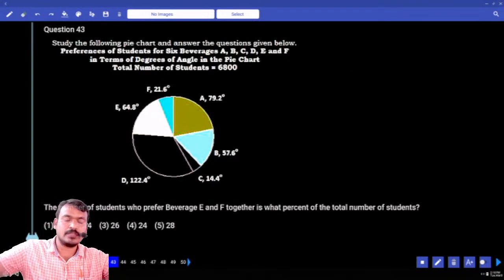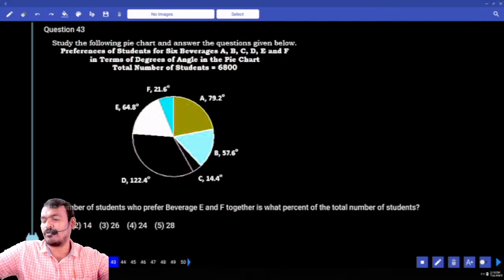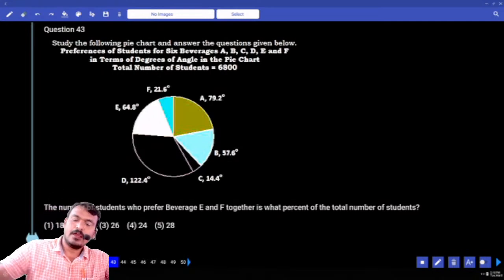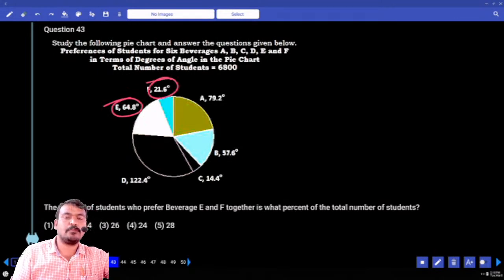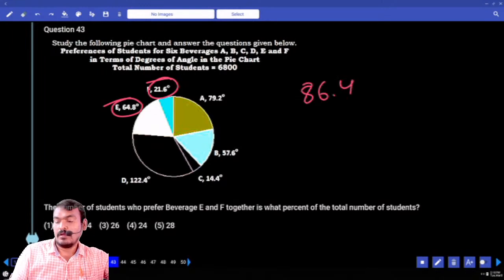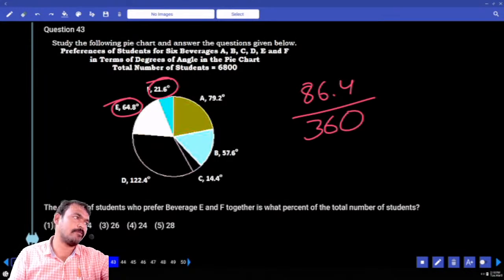Next, question number 43. The number of students who prefer beverage E and F together is what percent of total number of students or not? What is the E degrees? 64.8. What is the F value? 21.6. Both are adding, 86.4 or not? Converted to which one? 86.4 is degrees or not? 86.4 by 360. It is the fraction or not? Converted to which one? Percent.